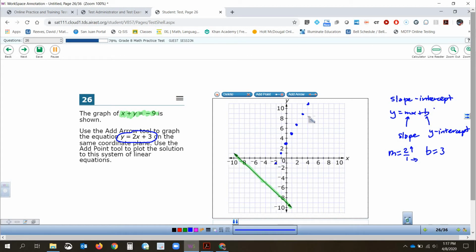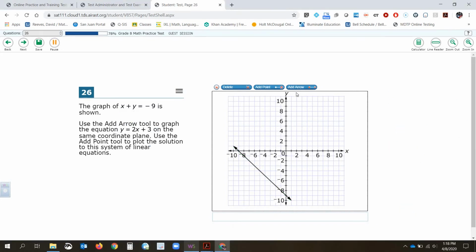All right, so we're going to do that with the add arrow, right? We're going to go ahead and start at 3 and then use the slope of 2 over 1, and then we're going to see where they actually cross. So here we go. So I'm going to start at 3, and I could go up 2 and over 1, and up 2 and over 1, and up 2 and over 1, and up 2 and over 1, and there would be my line, right?